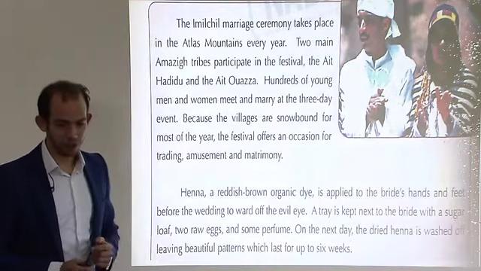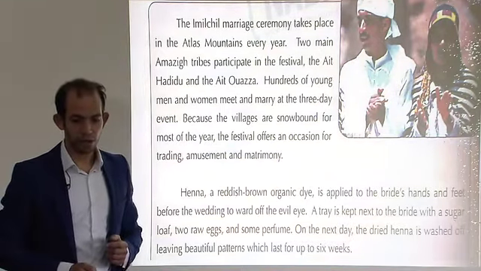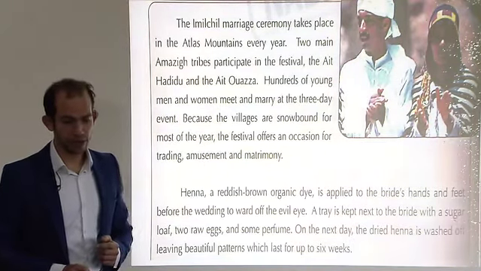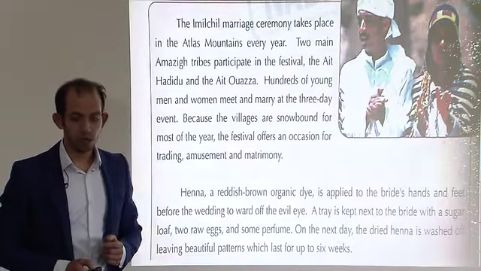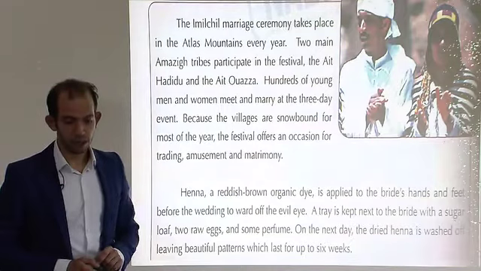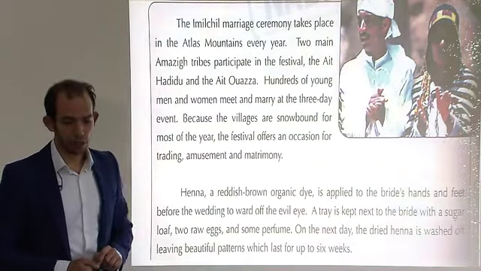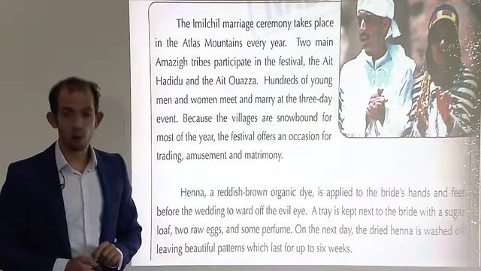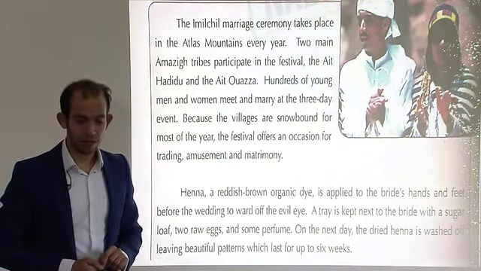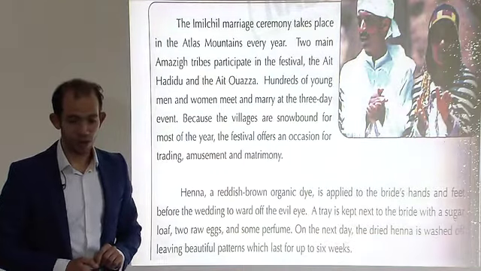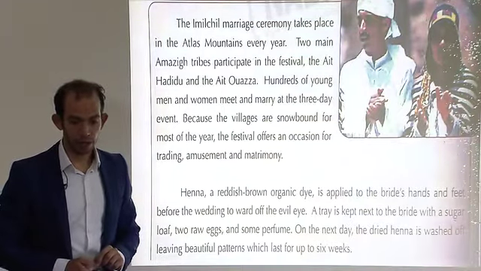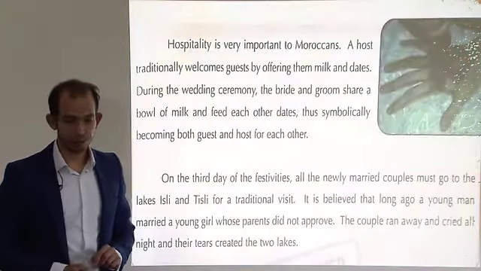means marriage. Henna, a reddish brown organic dye, is applied to the bride's hands and feet before the wedding to ward off the evil eye. A tray is kept next to the bride with a sugar loaf, 2 raw eggs, and some perfume. On the next day, the dried henna is washed off, leaving beautiful patterns which last for up to 6 weeks.